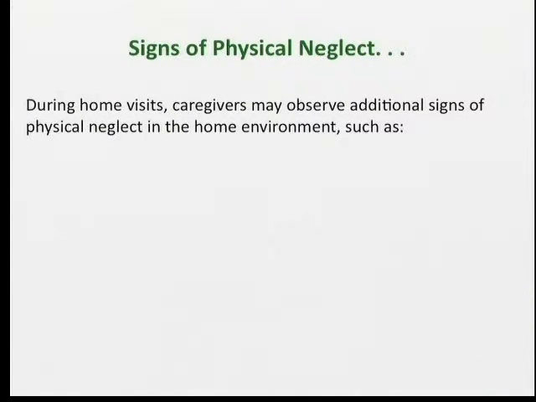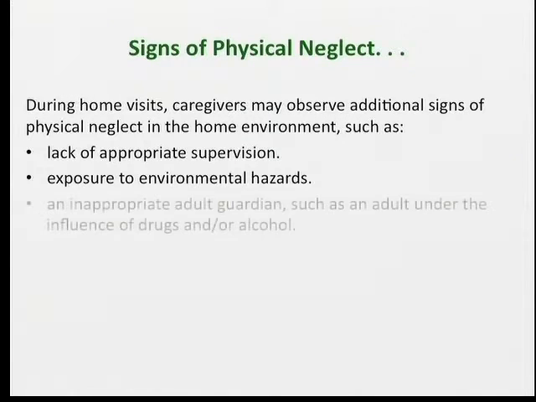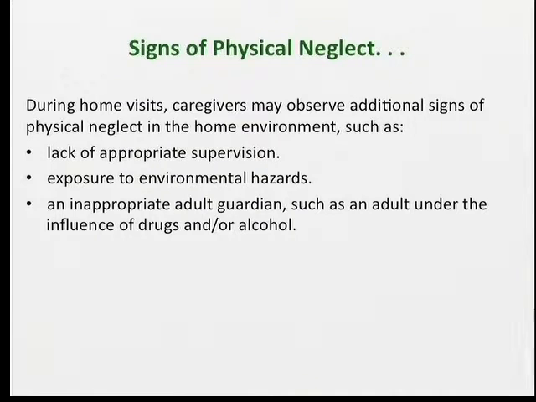Caregivers who make home visits may observe other signs of physical neglect. Home visits provide an opportunity to observe parent and child interactions as well as the child's environment. While talking with the parent, notice if and how the parent supervises the child and whether the environment appears safe. For example, the presence of tobacco, nicotine, or alcohol products, household cleaners and chemicals, and weapons in the child's reach would be unsafe. Other members of the household may also be present during the home visit. Be aware of the presence of an adult under the influence of drugs and/or alcohol.